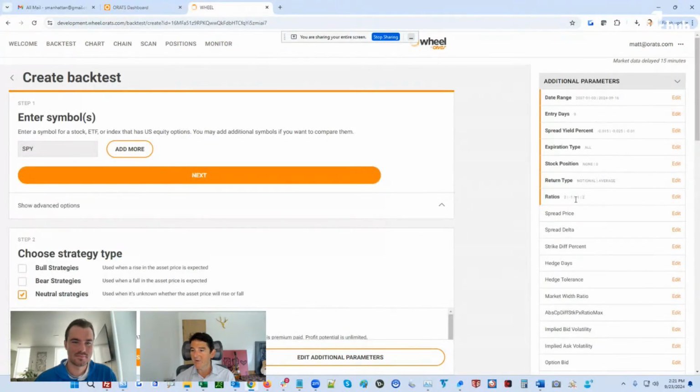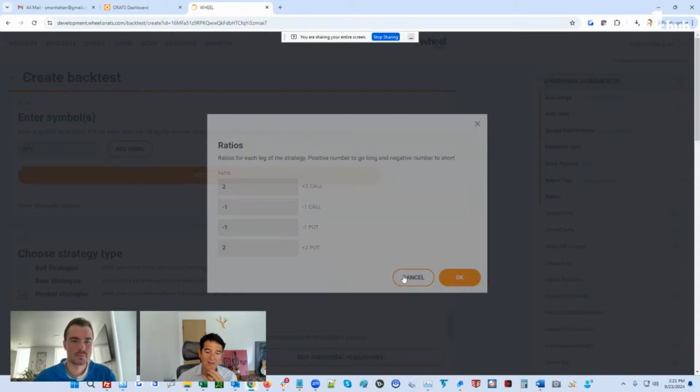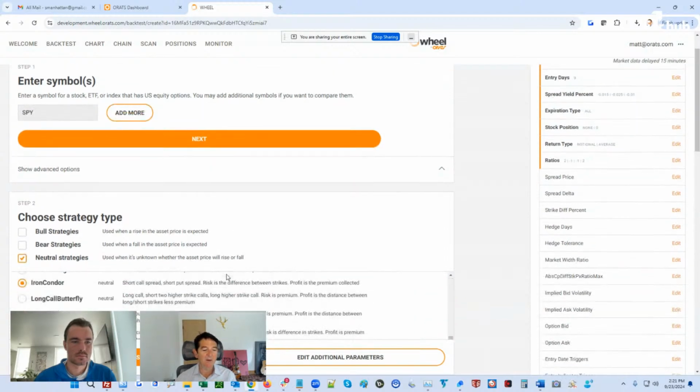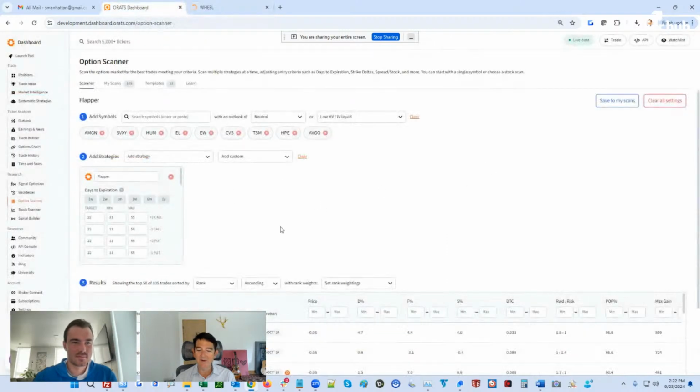So what you do here is you could adjust the ratios for some of these strategies. What I'm doing is for the long call, I'm buying 2, selling 1. Selling 1 put, buying 2 puts. And that's how you set it up in the legacy backtester. Again, I'm coining the term flapper, so if you hear it somewhere else, you know where it came from. I've never heard it. The flapper is because of the shape.